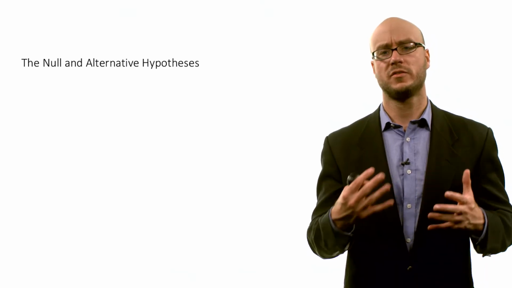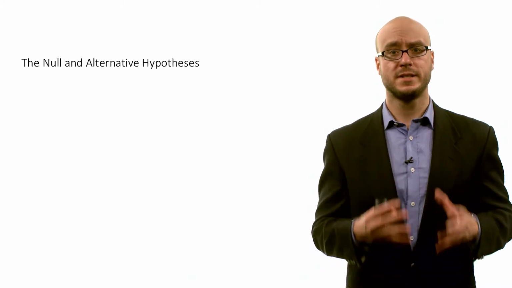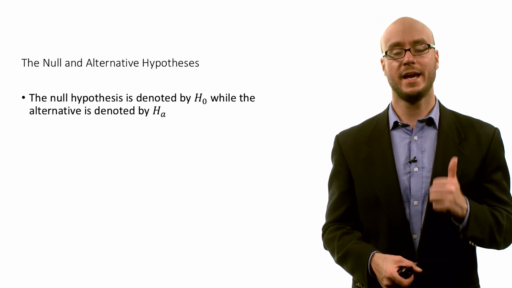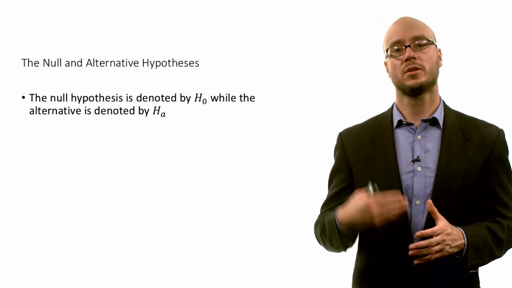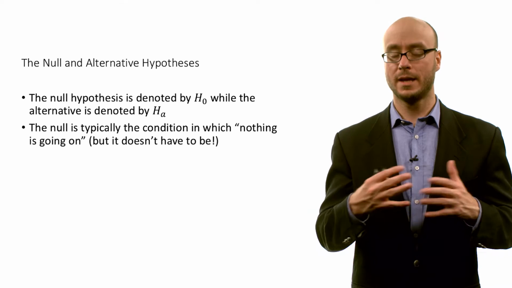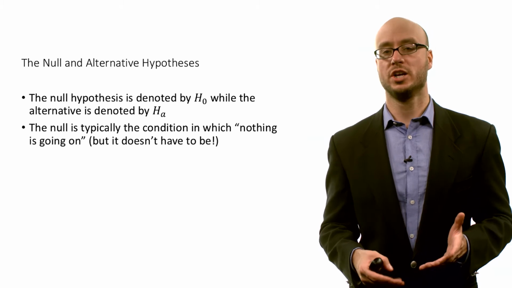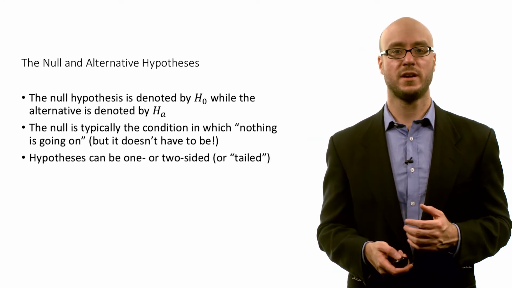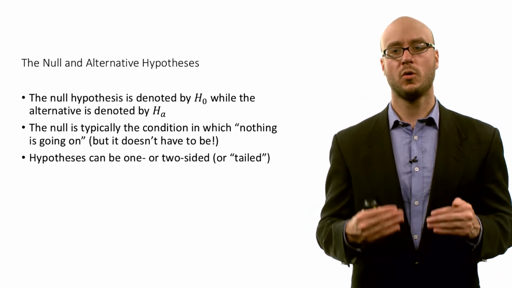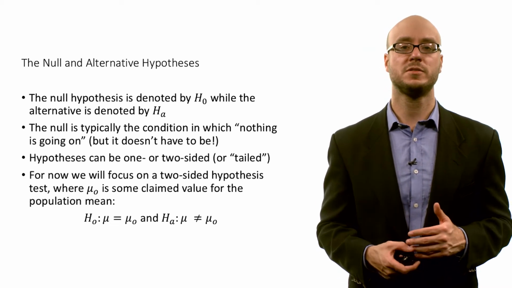The next thing, after these preliminary considerations are done with, is to set up the null and alternative hypotheses. The null hypothesis, as I mentioned before, is denoted by H subscript 0, H naught, and the alternative is denoted by H subscript A. Typically, the null is nothing, right? Typically the null is that not much is going on, so it's whatever the default state of affairs is. Hypotheses can be one- or two-sided, or tailed. For now, we're going to consider what we call a two-sided test. We're going to look at this in more detail, but for now, we're going to think in terms of a two-sided or two-tailed test.